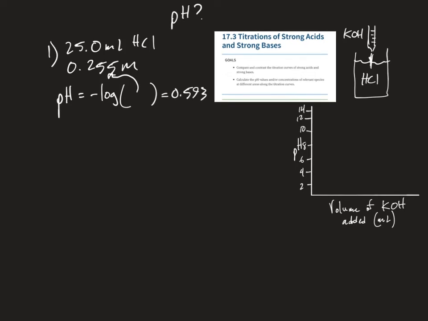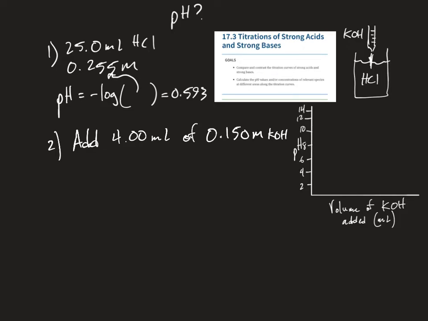Trying to make a little more room here. Okay, step two. Let's actually add some KOH. So we're going to add, how about just 4 milliliters of 0.150 molar KOH. So we're going to be reacting some of the strong acid with the strong base. All of the strong base will react with the strong acid if possible.